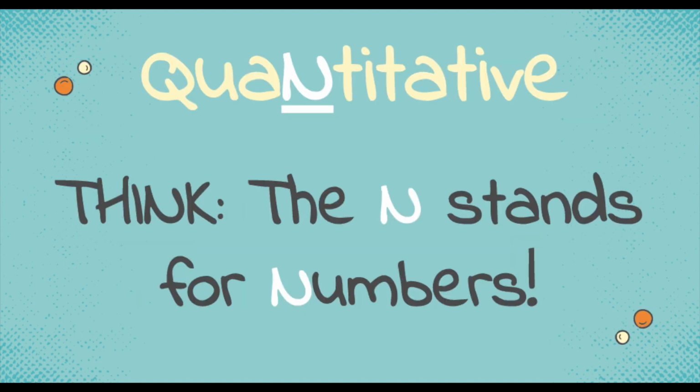One way that I like to remember the difference between a qualitative observation and a quantitative observation is that quantitative has the letter N in it. I've highlighted it here in white and underlined it. When I think of quantitative, think of that letter N, and the N represents numbers. So quantitative stands for numbers.